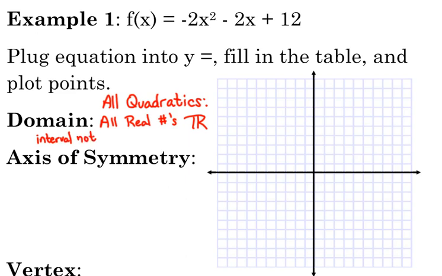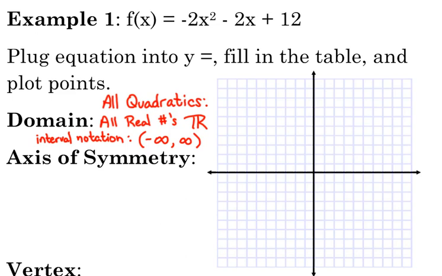It looks like a point. Okay, interval notation for all real numbers is parentheses, negative infinity to positive infinity, close the parentheses. That's how you read that. Negative infinity to positive infinity is the domain.